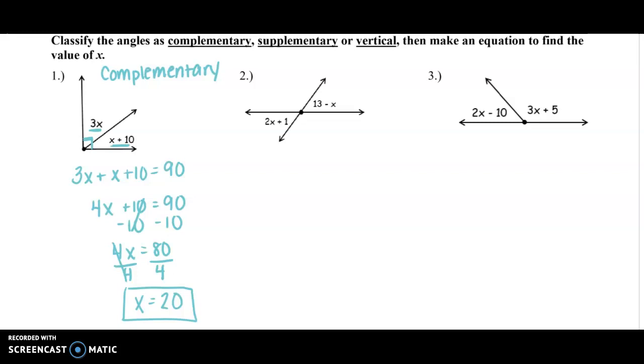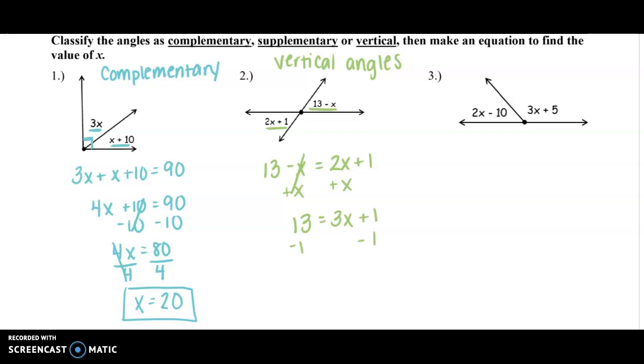In number two, we have this angle here and this one right here. They are across from each other, which means these are vertical angles. Okay, so I know I can set them equal to each other to figure out what it would be. So I have 13 minus x is equal to 2x plus 1. I can add x to both sides. So 13 is equal to 3x plus 1.